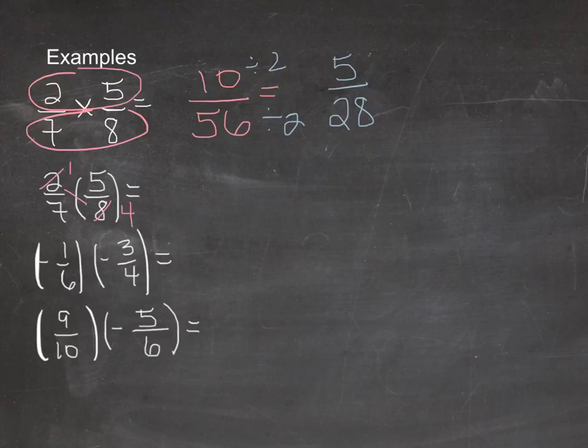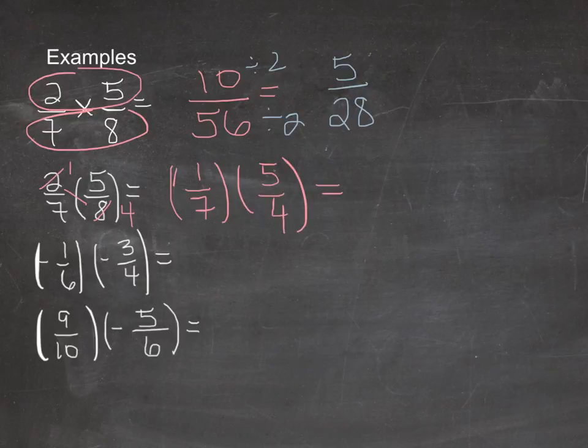And then I can look at 5 and 7. Well, 5 and 7 don't have any common factors, so that's as low as I can go. So now I've changed my question a little bit. I've reduced my fractions already, so I have 1 over 7 times 5 over 4. If I do that multiplication again, straight across the top and straight across the bottom, I have 1 times 5 is 5, over 7 times 4 is 28. So you see that my final answer is already reduced.